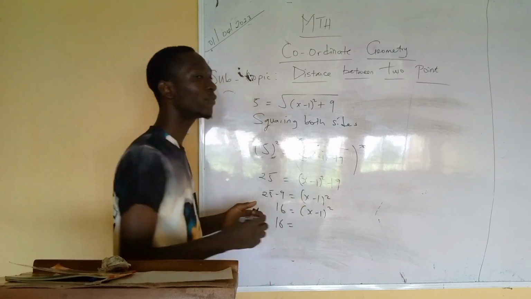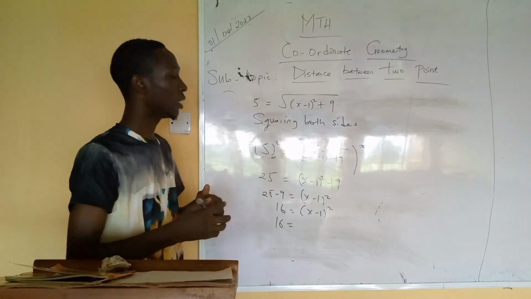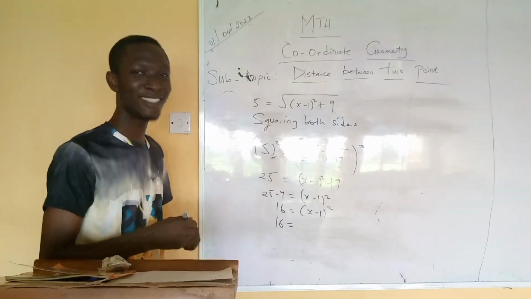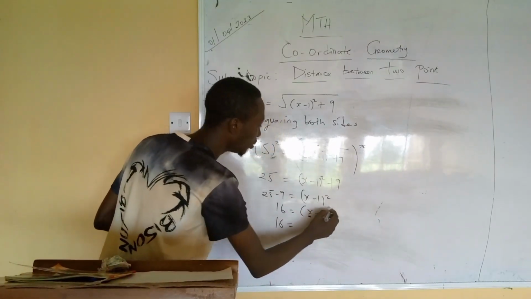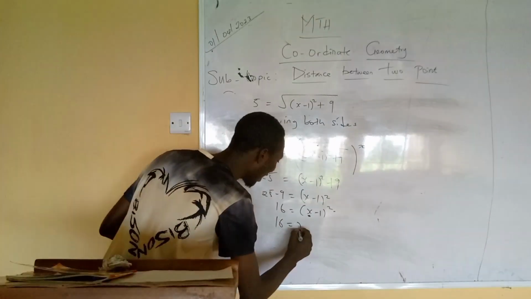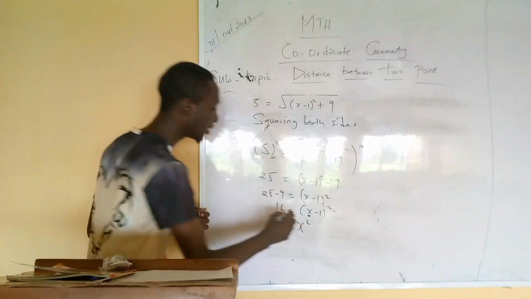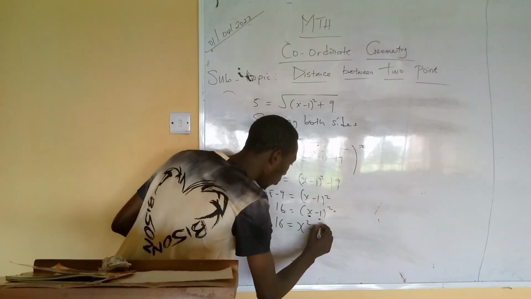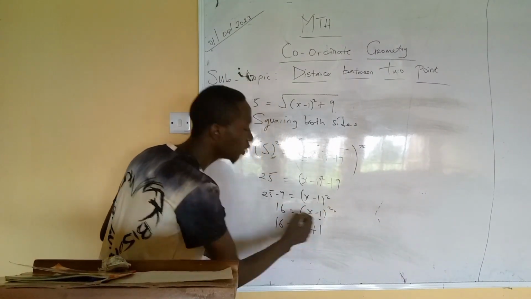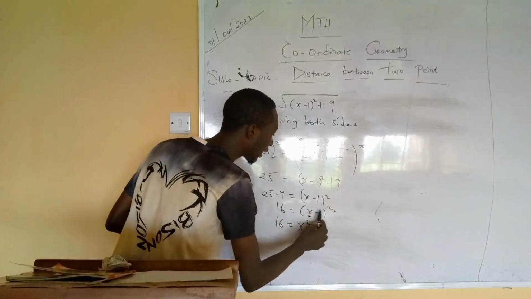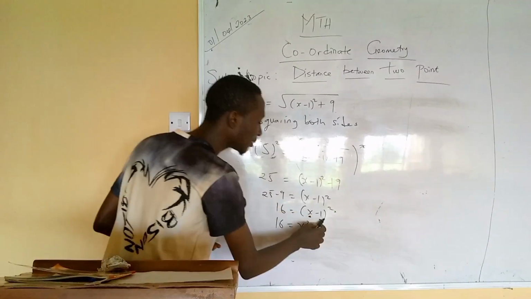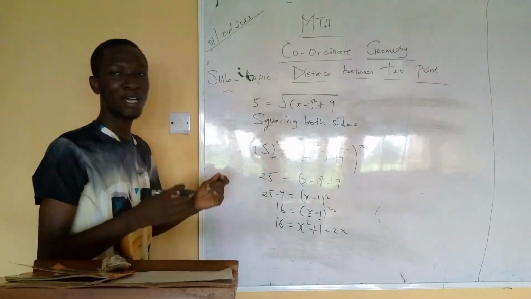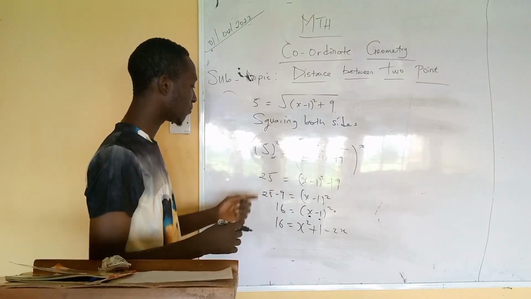16 equals, now we have to expand this bracket. There's a very easy method you can use in expanding this bracket. This x, we raise it to the power of 2, it becomes x squared. This minus 1, you raise it to the power of 2, it becomes plus 1. And this 2, you use it to multiply everything in the bracket: 2 times x becomes 2x, times minus 1 becomes minus 2x. So minus 2x, and we are done expanding this bracket.